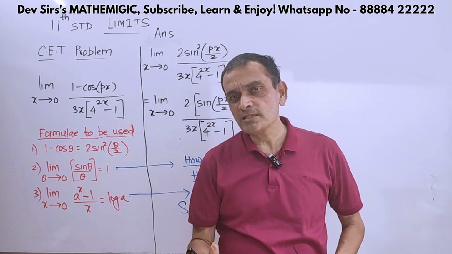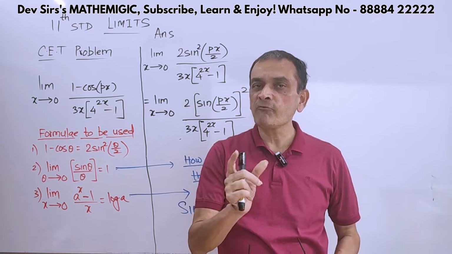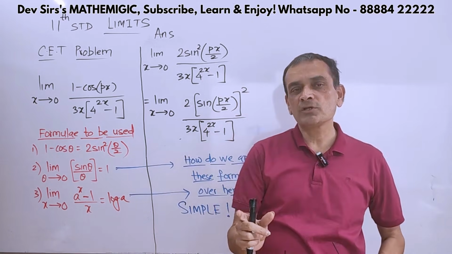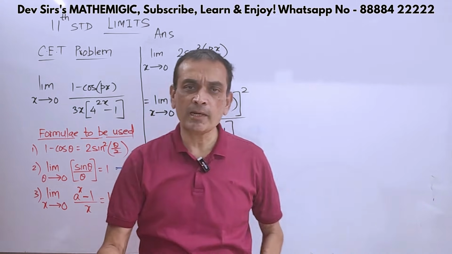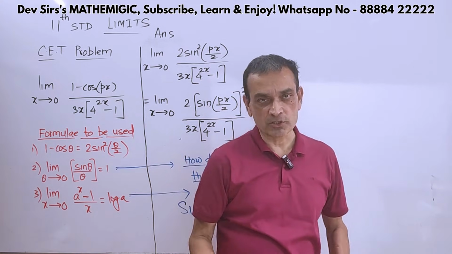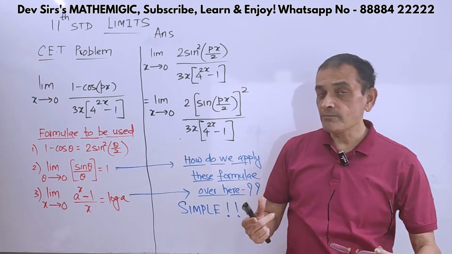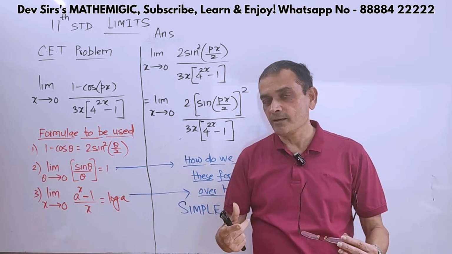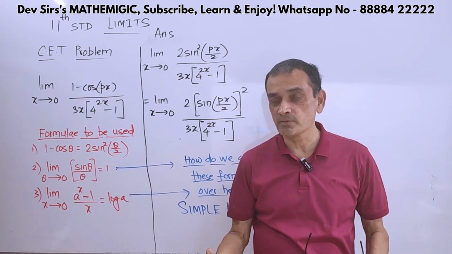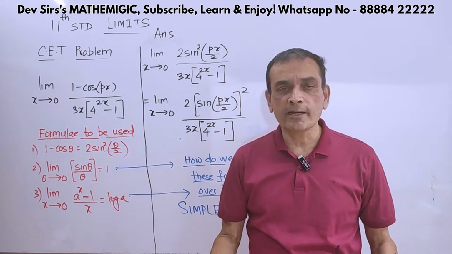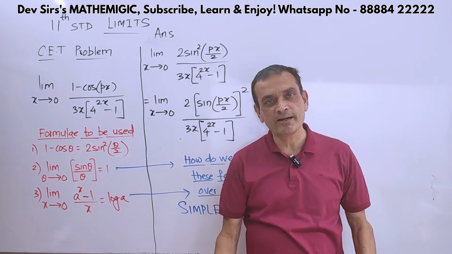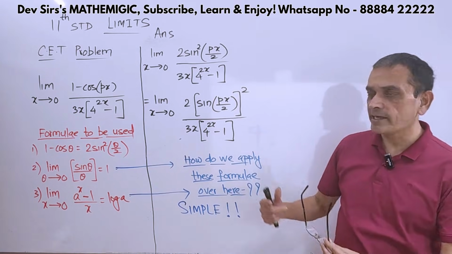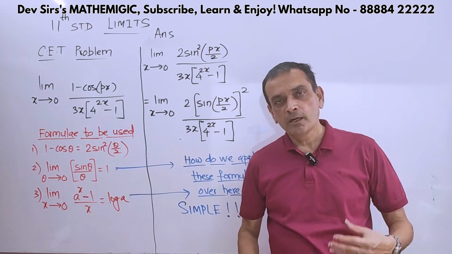This is a limits problem asked in one CET exam. I selected this problem because there are 2 or 3 formulae used to solve limits: one is the trigonometric function formula and the second is the exponential function formula. The names sound quite big, exponential, trigonometric limits, but once you know the trick, it becomes very simple. CET based problem, limits, 11th standard, M2. Let's go straight away. Okay, all set?